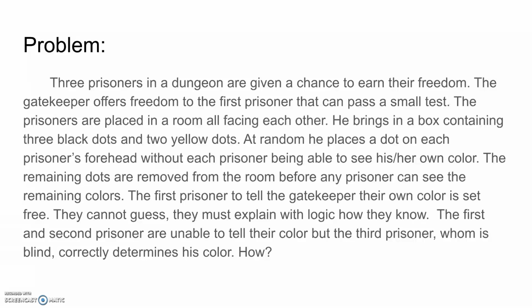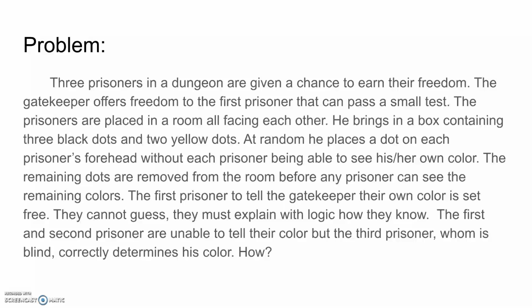He then brings in a box containing 3 black dots and 2 yellow dots. At random, he places a dot on each prisoner's forehead without the prisoner being able to determine his or her own color. The remaining dots are removed from the room before the prisoner can see what's left in the box. The first prisoner to tell the gatekeeper their own color is set free, but they cannot guess. They must explain with logic how they know.